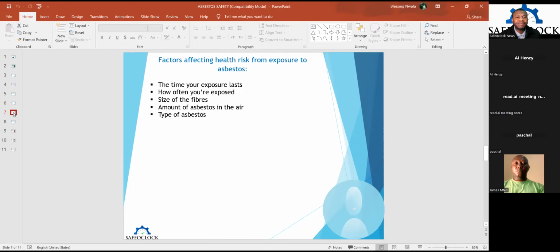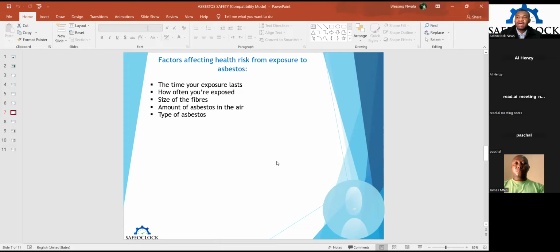Now there are major risk factors, just like exposure to every hazardous substance. The risk factors depend on the duration of exposure, which simply means how long the person is exposed to that asbestos. But in the case of asbestos, you don't need to be exposed for 10 or 15 minutes to get it into your system. Even a 1 second exposure to asbestos is very hazardous, and at a high risk. Another factor is how often the person is exposed to asbestos containing materials or asbestos itself. Another factor is the size of the fibers.